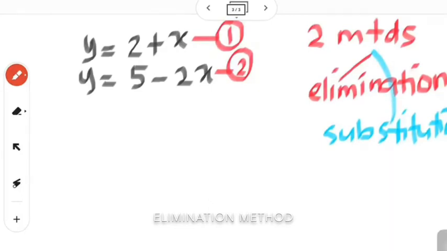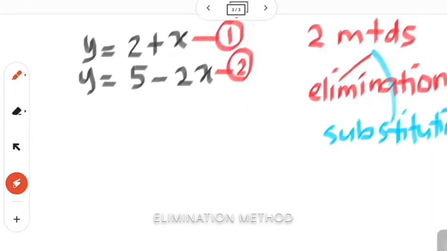So this thing, when you put in circle, it means this is the name. These are the name for the equation, the particular equation. So one is the name for this equation. Two is the name for this equation. Okay? Mesti letak dalam, mesti bulatkan nombor tu, label tu.